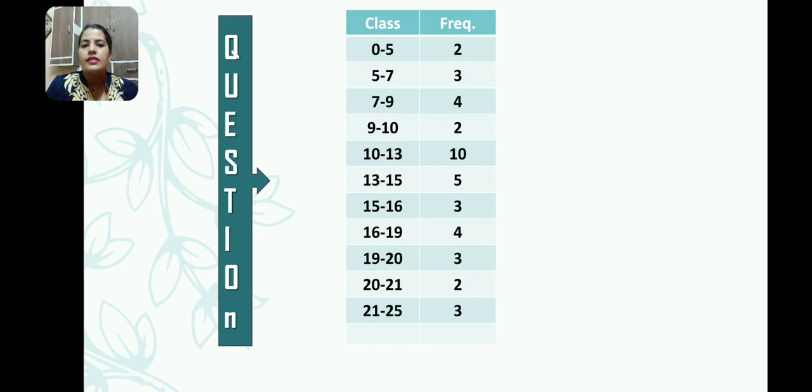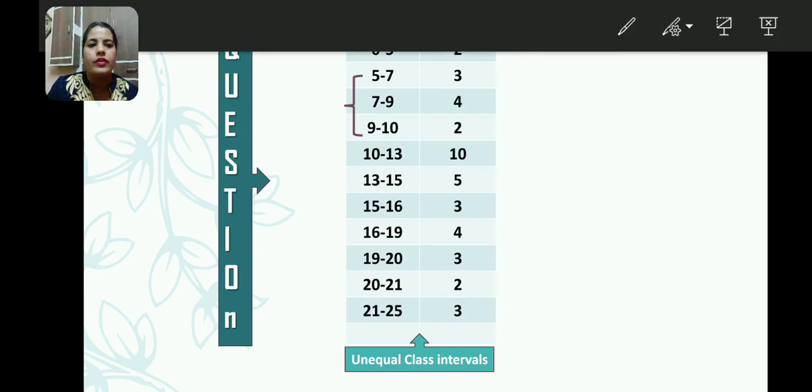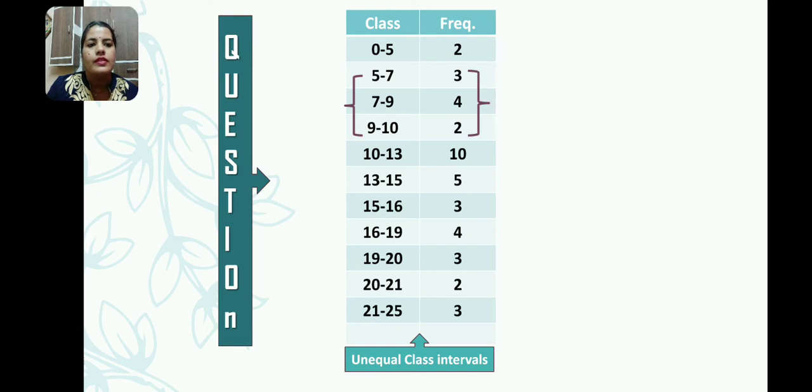So the first class has no need to merge. It has a difference of 5 with frequency 2, so we will take it as it is. Then the second class will be 5 to 10. We will merge 3 classes here, 5 to 7, 7 to 9 and 9 to 10, with frequencies 3, 4 and 2. You will merge those. Then for the next class you will merge 10 to 13 and 13 to 15, 2 classes.